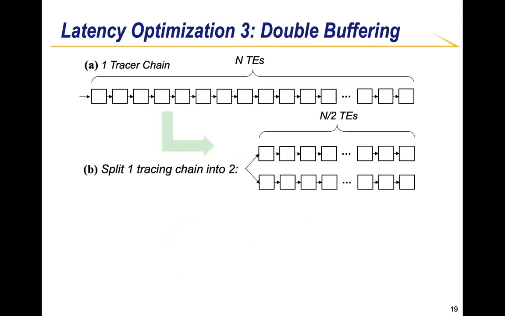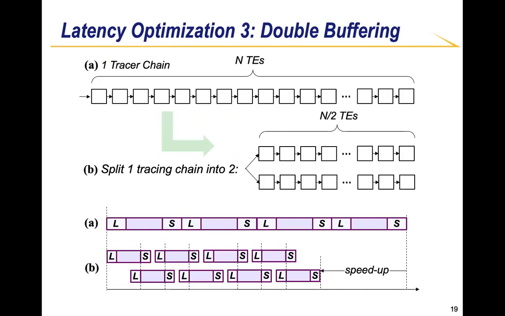The third latency optimization is double buffering. In this method, we split the tracing accelerator into 2 even parts, and by doing so, the load and store time can overlap with the tracing operation time. As we hide the load and store time, the tracing accelerator can reduce the runtime and achieve additional speedup.